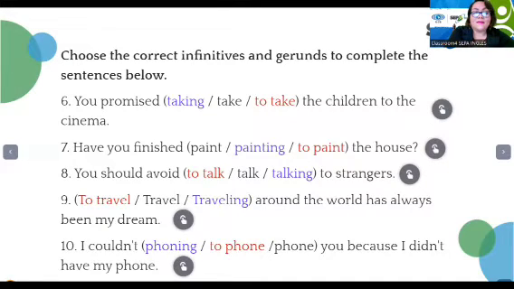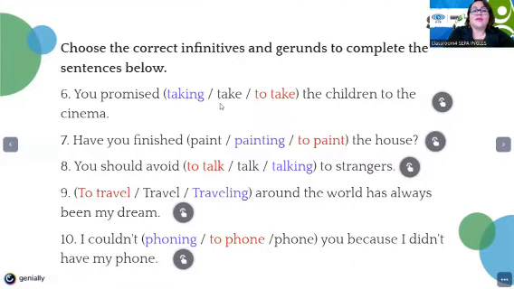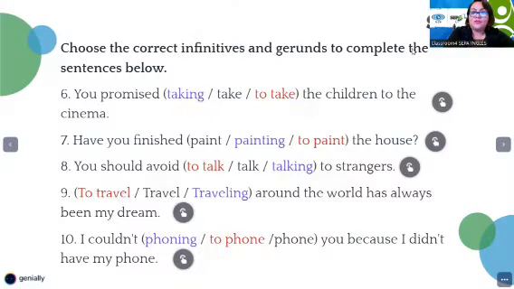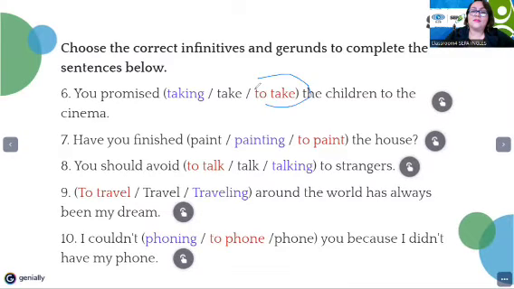You promised to take the children to the cinema. And the correct answer is, we say promise to. The correct answer is to take. Of course, to take. Okay, I'm going to circle these because I don't want you to forget it.